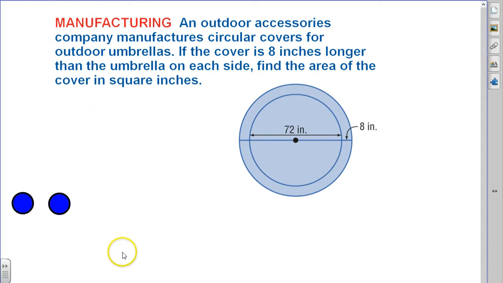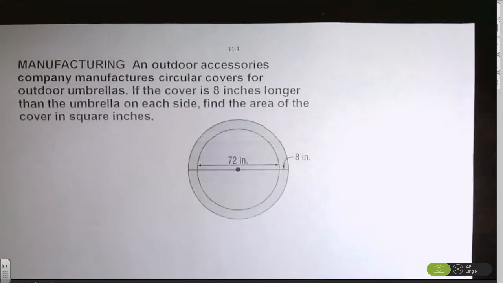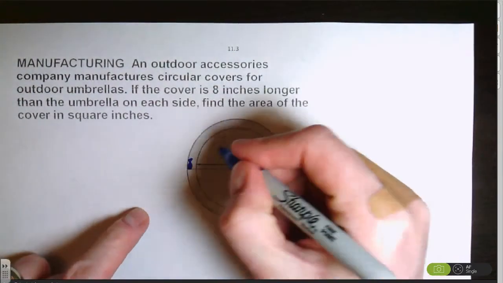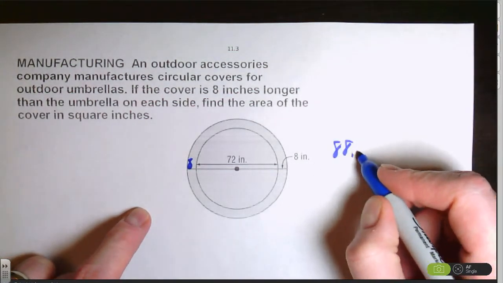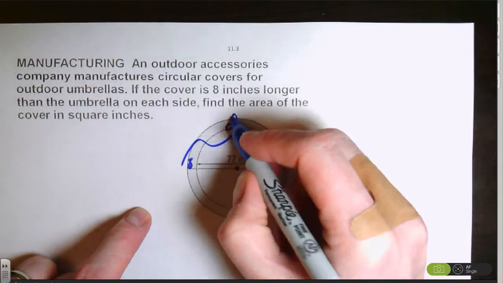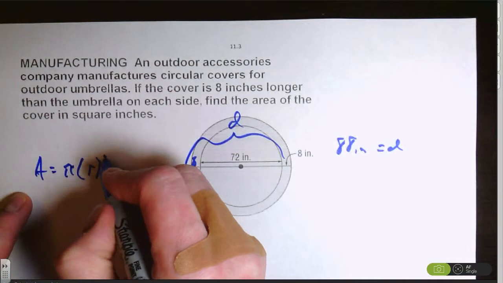An outdoor accessories company manufactures circular covers for outdoor umbrellas. If the cover is 8 inches longer than the umbrella on each side, find the area of the cover in square inches. This one's not so tricky as much as you have to be careful, because the temptation is to go, oh, area of a circle, well 8 plus 72, that's 80, plus 8, 88. The problem is that 88 inches is the whole distance across. That's the diameter.